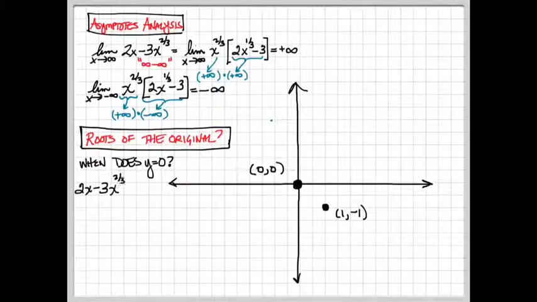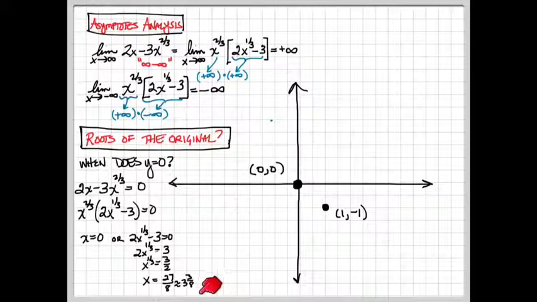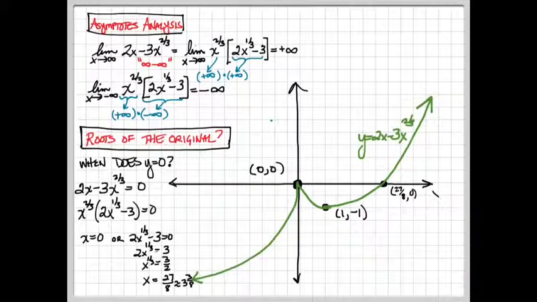So set your original function equal to 0, factor, and so after we've solved this, we find that x equals 27/8, or about 3 3/8, will give us the other place that our function intersects the x-axis. So let's plot that. And now remember, the function is always concave up, increasing, decreasing, increasing, and we can finally draw our function.